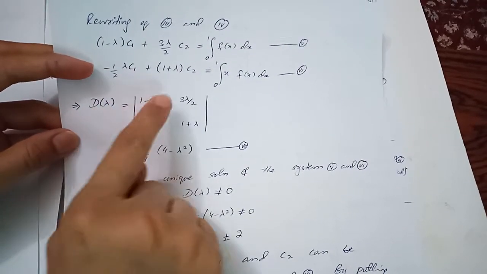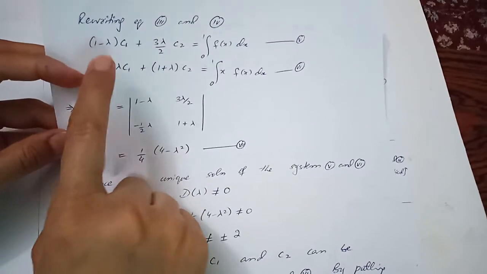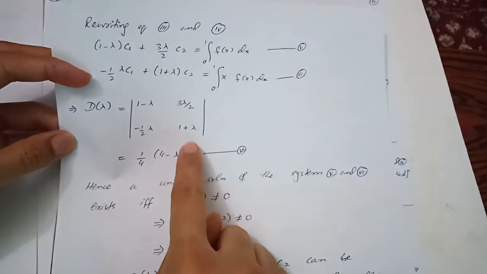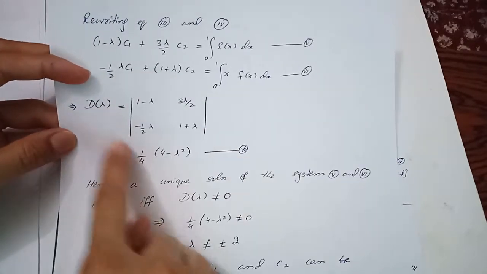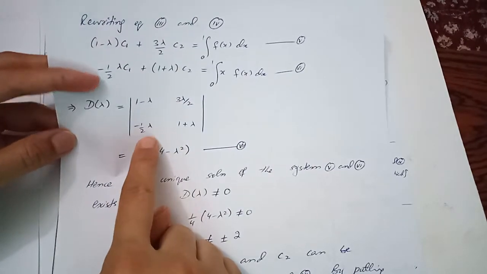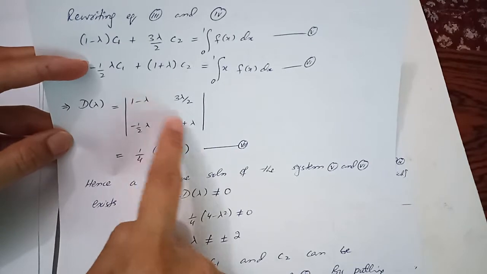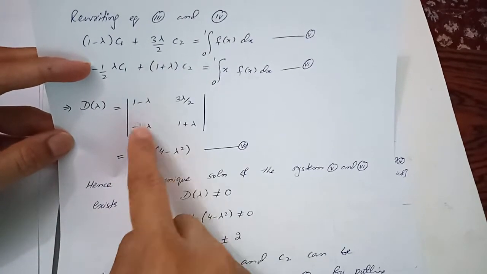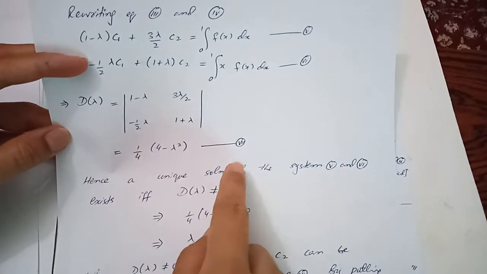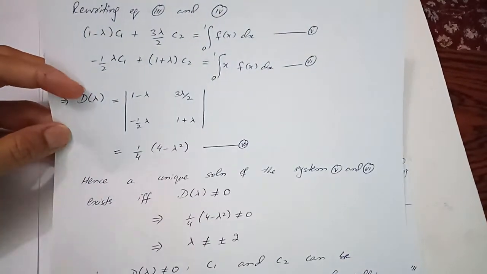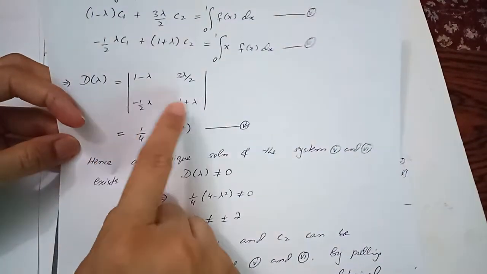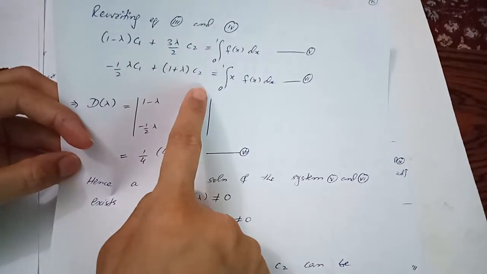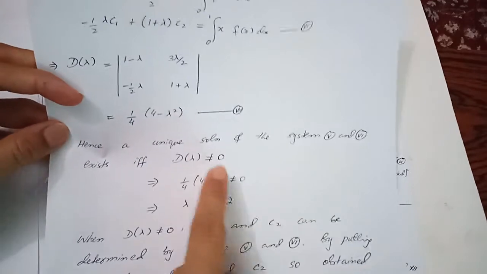Take this D of lambda, take this first column for the coefficient of c1 and take the second column for the coefficient of c2. Just open this determinant. How are we going to open this? Multiply this main diagonal, then minus sign and multiply this second diagonal and simplify. Mark it as equation number 7. We will get a unique solution of the system 5 and 6 if this D of lambda is non-zero.